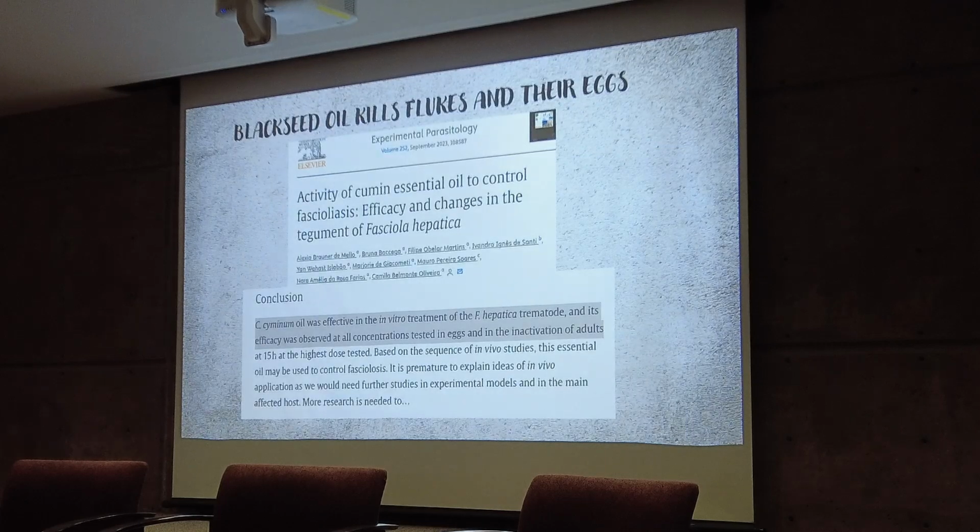Black seed oil killing flukes and their eggs, which, did we do this before or after my incident? I think we did it before. Yeah, I can't actually. Isn't that interesting?